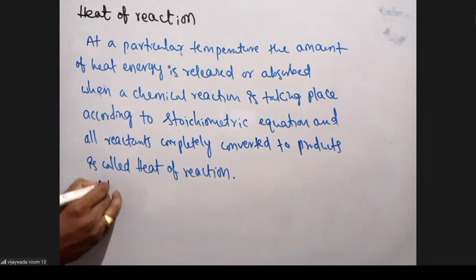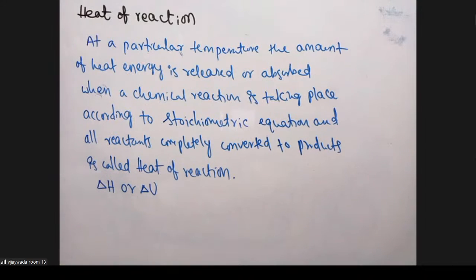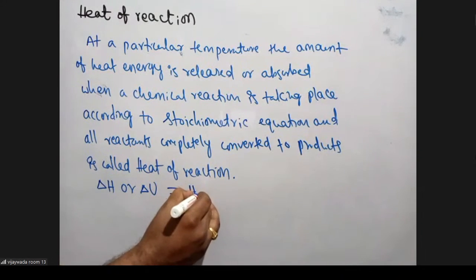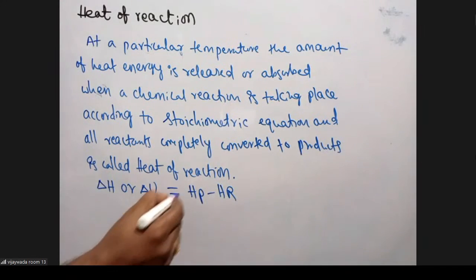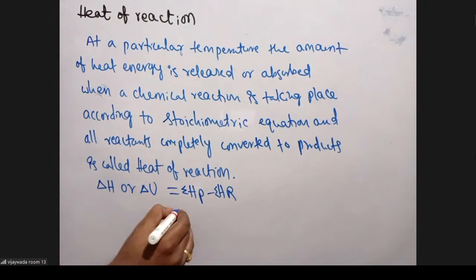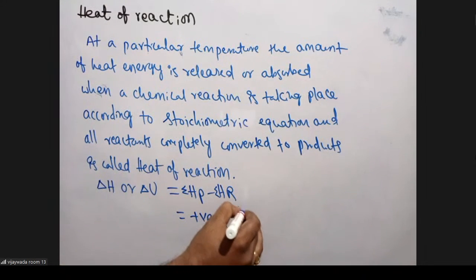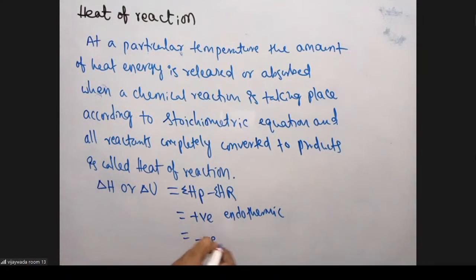So delta H or delta U, we measure heat of reaction. Both are heat content of products minus heat content of reactants. If this value is positive, it is endothermic. If this value is negative, exothermic.